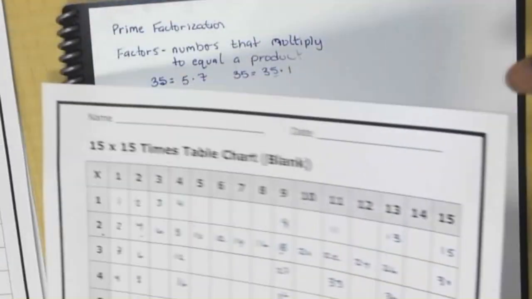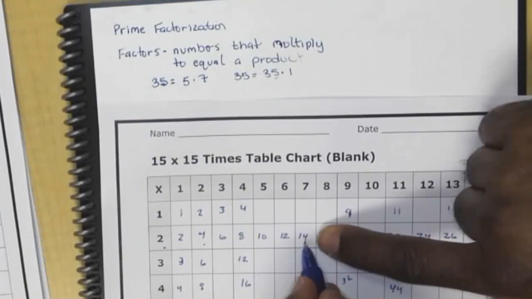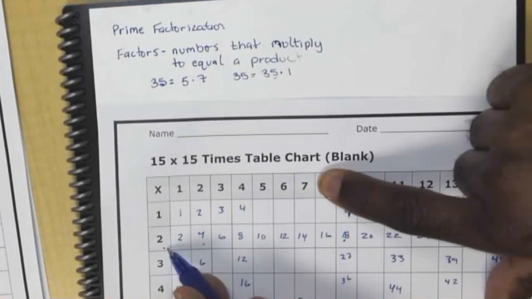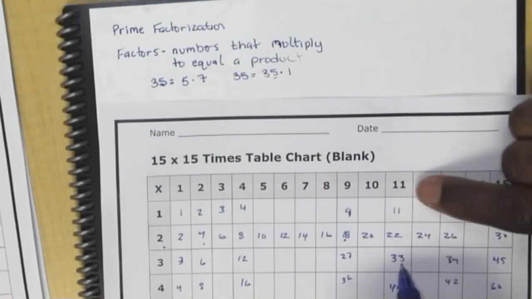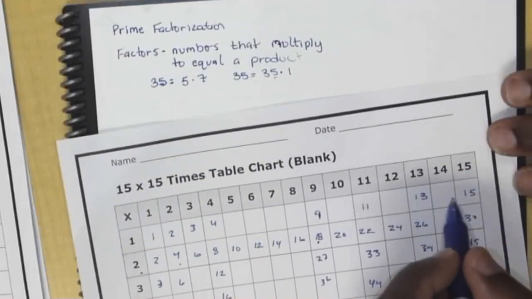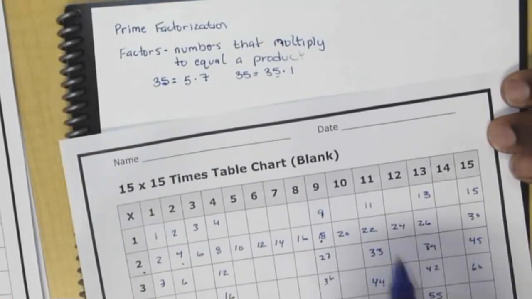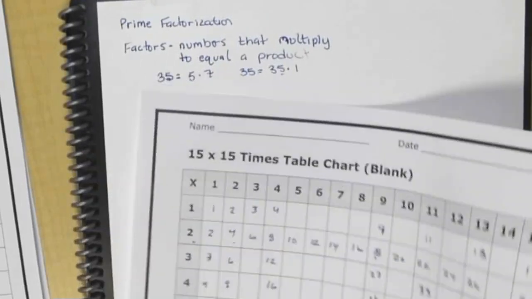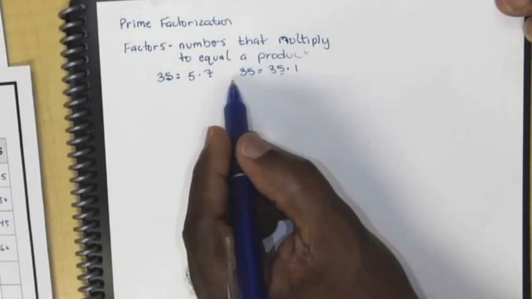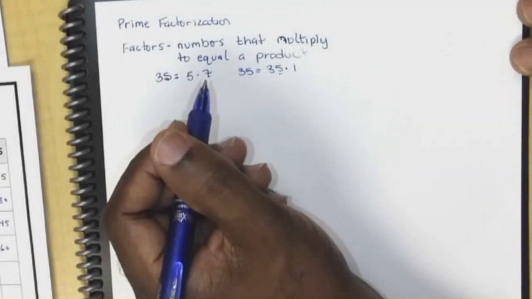On our multiplication sheet, the factors of 14 can be 7 and what? And 2. All right. The factors of 33 can be 11 and what? 3. All right. So the factors are what's found in this highlighted area here. The product is what's found in the middle. So factors are numbers that multiply to get something. That's our factorization part.